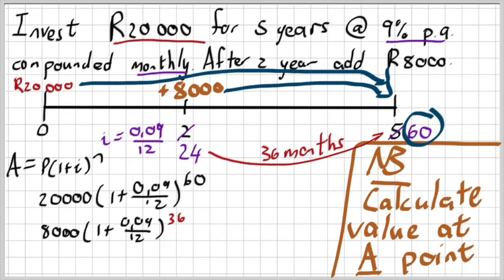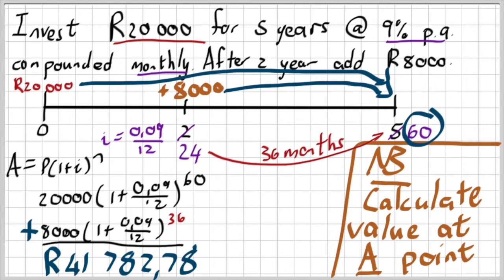And because it is an additional investment, I'm simply going to add those two together, which leaves me with a total value of 41,782 Rand and 78 cents. That is as simple and as easy as that.